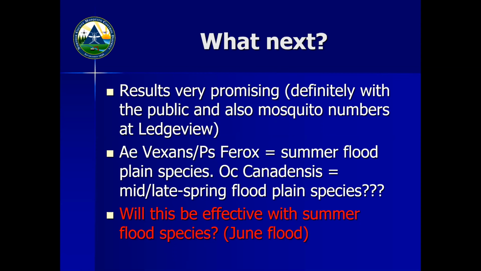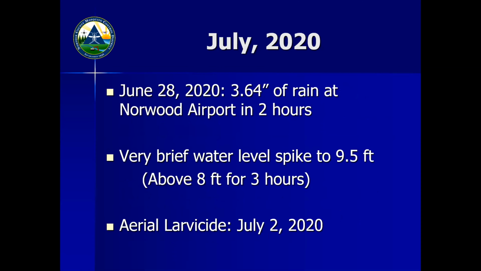And then the final question I had is, will this work with a summer flood species? Lo and behold, as luck would have it, if you want to put it that way, we were able to figure that out this year. On June 28th of 2020, 3.64 inches of rain fell at that airport I showed you on the map in 2 hours. There was a very brief water level spike to 9.5 feet on this river, and it was above 8 feet for 3 hours. So it was kind of a flash flood situation.